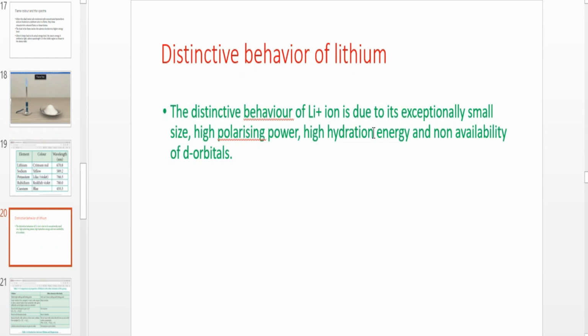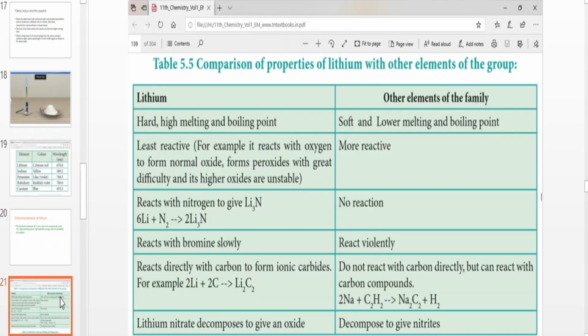So lithium behaves differently. The next one is that lithium has high polarizing power. This polarizing power, it possesses a positive charge, isn't it? Because the polarizing power is high, lithium behaves differently. Then high hydration energy and non-availability of d orbital. So why is lithium behaving differently from other elements? Because of small size, high polarizing power, high hydration energy and non-availability of d orbital.